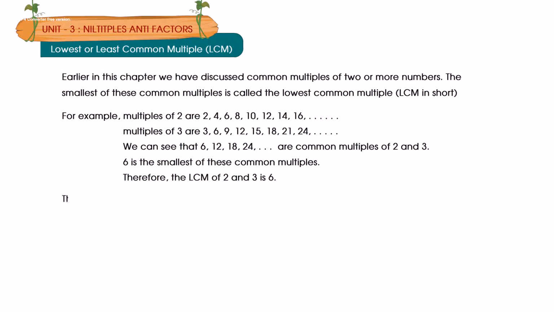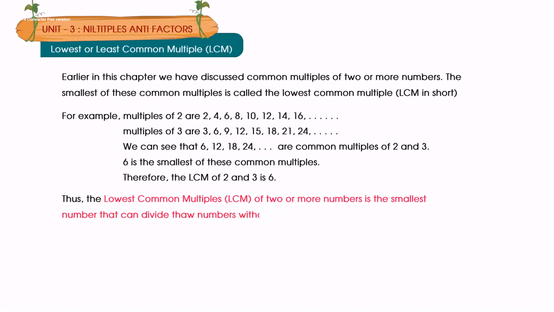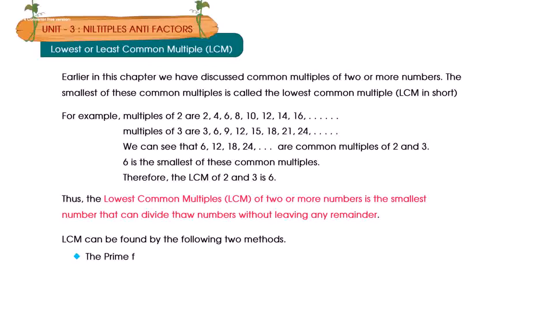Thus, the lowest common multiple, LCM, of two or more numbers is the smallest number that can divide those numbers without leaving any remainder. LCM can be found by the following two methods. 1. The prime factorization method. 2. The division method.